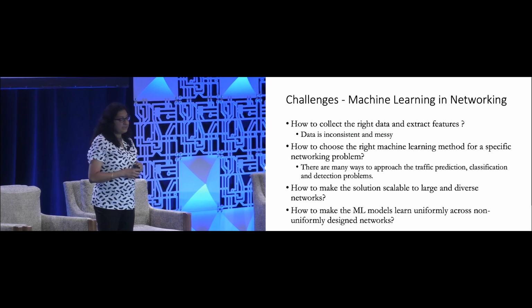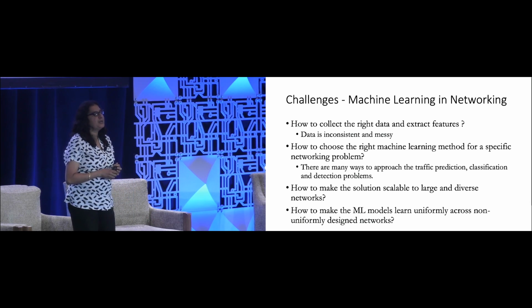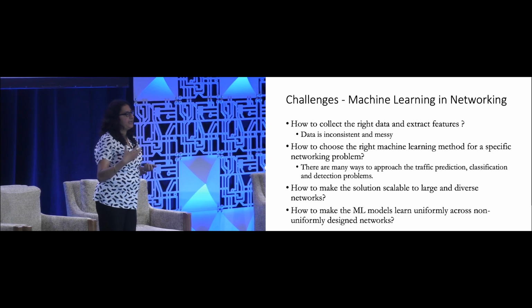So this was another challenge. How do you make machine learning models learn uniformly across non-uniformly designed networks? All of you who work in network design know that none of the networks are the same; they're all designed differently. So how do you know that it's actually learning the right thing in each network?